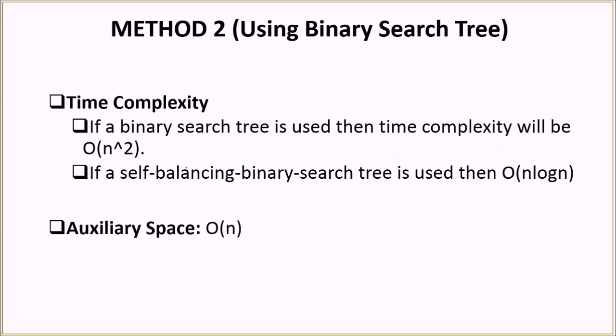The time complexity for this algorithm will be order of n square if we use a binary search tree. Whereas if we use a self-balancing binary search tree, then the time complexity will be reduced to order of n log n. In both of these, we'll be using an auxiliary space of order of n for the binary search tree. Okay, so can we do better?